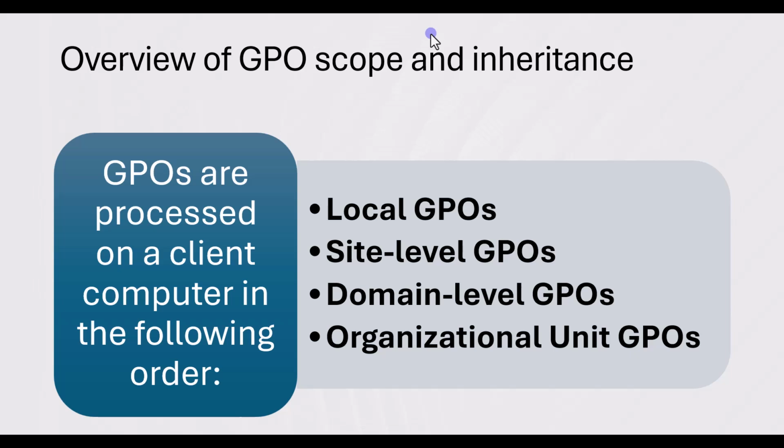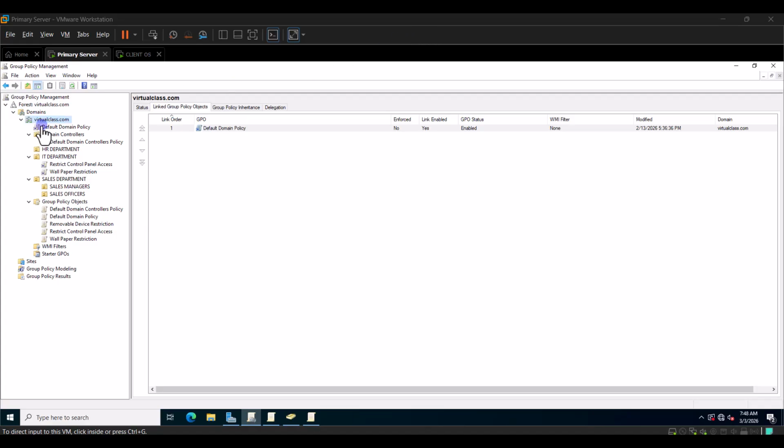And then now we have the domain level group policy object. This is the group policy object that is applied at the domain level, and it affects everyone within that domain, both computers and users, and even the domain controller. I think we have looked at what that is. Let's go back and see it again. Our domain here is virtualclass.com, and you can see we just have one group policy object that has been linked to our domain, called the default domain policy.